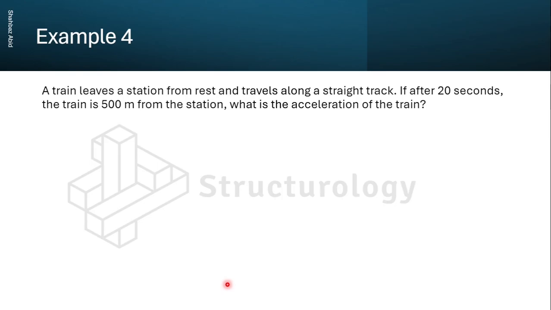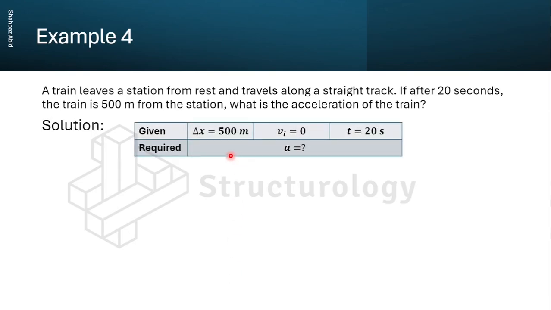Let's solve example 4. A train leaves the station from rest and travels along a straight track. If after 20 seconds the train is 500 meters from the station, what is the acceleration of the train? The given information we have here is the displacement is equal to 500 meters, the initial velocity is equal to 0 because it is starting from rest, and the time is equal to 20 seconds, and the requirement is to find the acceleration.